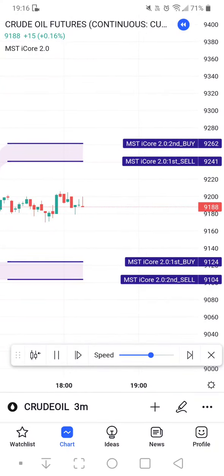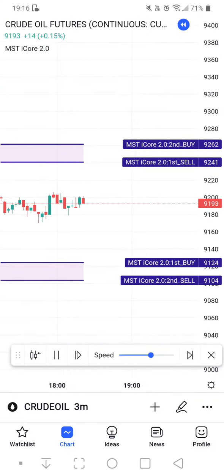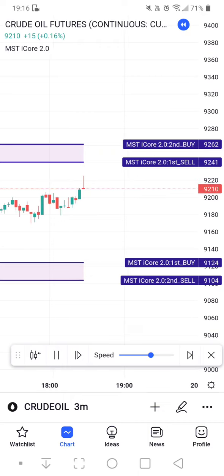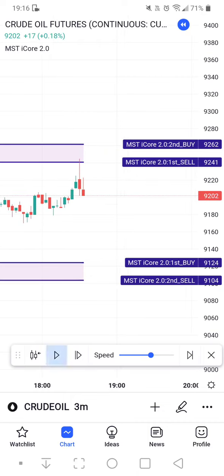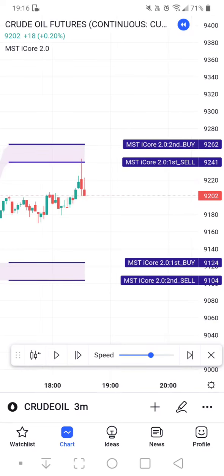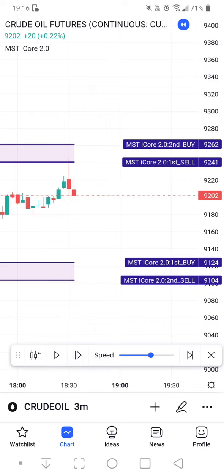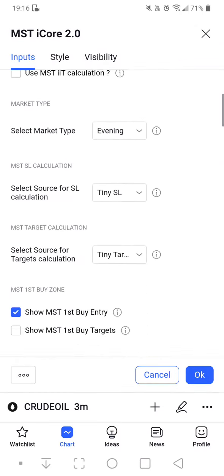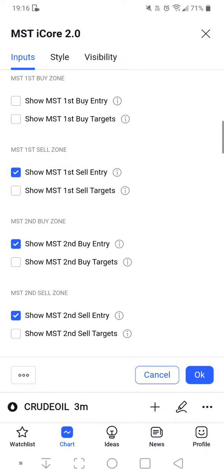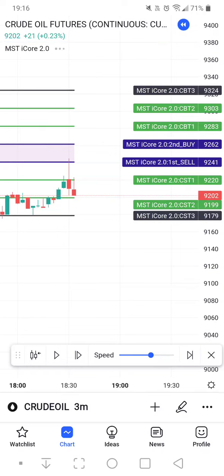Let me show you which side it comes first. If it is coming to 9241, we are ready with the sell order. See here, now it has not reached the buy entry 9124, but it has reached the sell entry, that is 9241. So exactly our sell entry got activated. Now what we have to do, come here, go to settings and remove the first buy, enable first sell target, second buy, second sell targets.